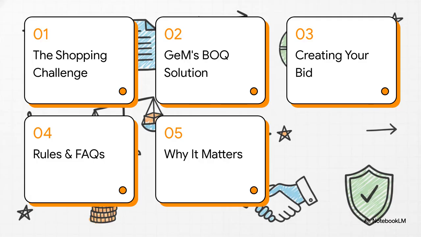Okay, so here's our game plan. First, we'll look at the shopping challenge itself. Then, we'll dive into GeM's solution, which is called BOQ. After that, I'll walk you through how to actually create a bid, we'll cover the essential rules and some common questions, and then we'll wrap up with why this all matters so much.